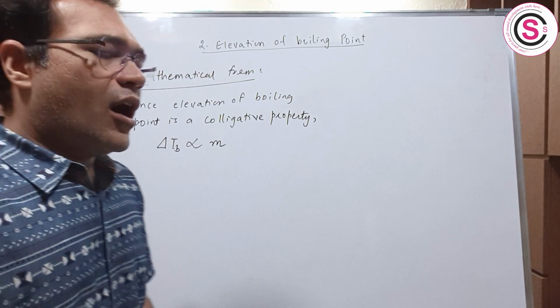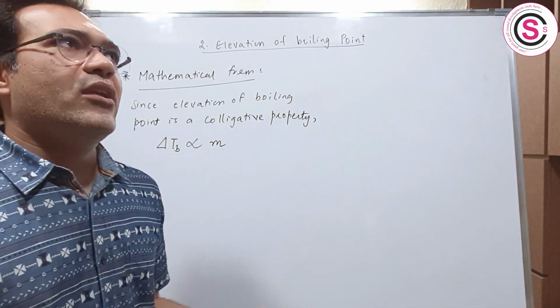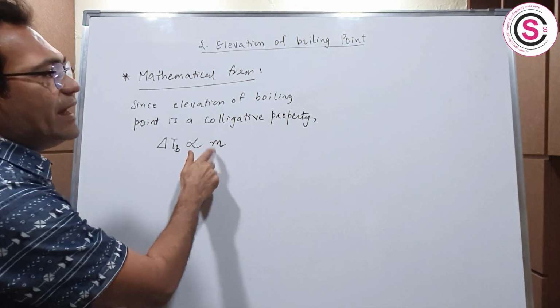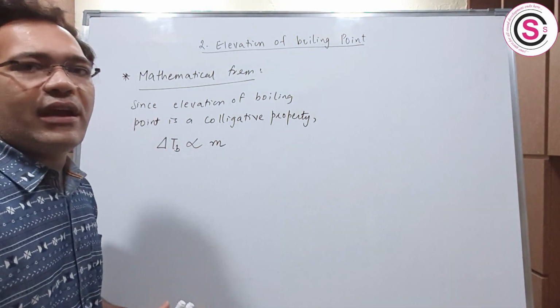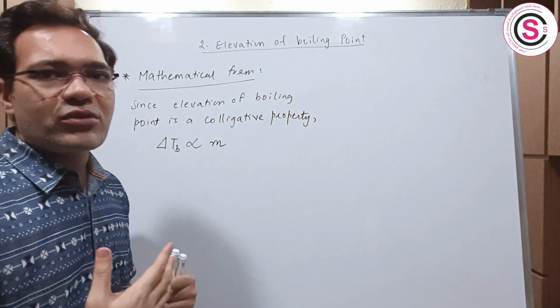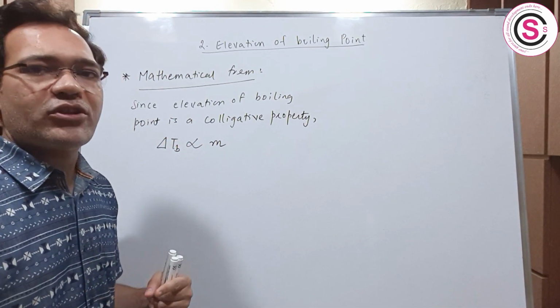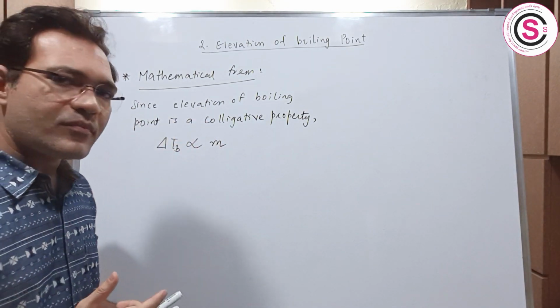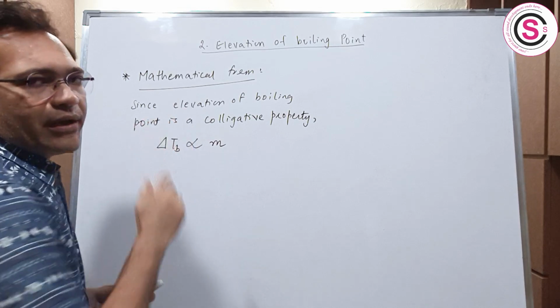Molality. Now students, why are we not using molarity or normality, and why are we using molality? Because molality is always independent of temperature. Molality will never depend upon temperature, right? So as a result, because we are talking about elevation of boiling point, there is change of temperature, so we are using such a unit which will not depend upon temperature, right? So we are using molality here.